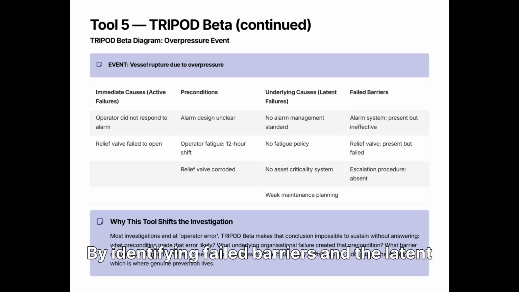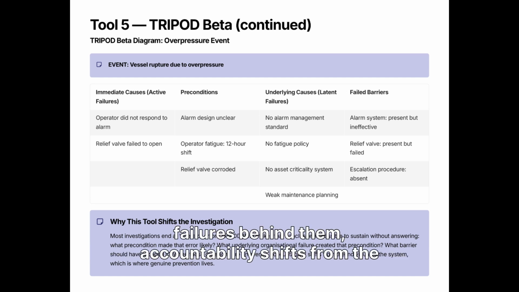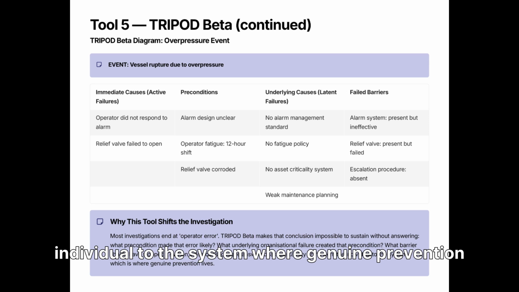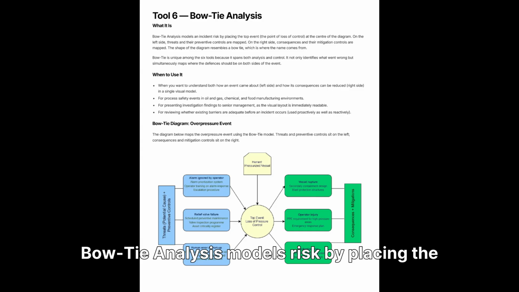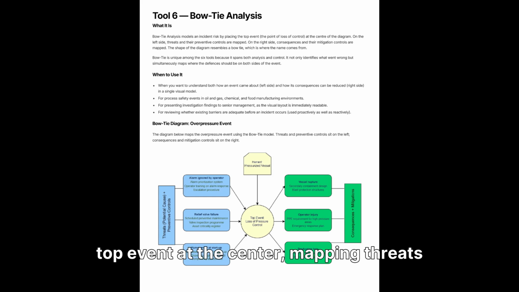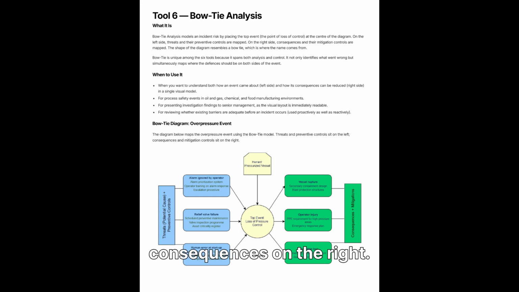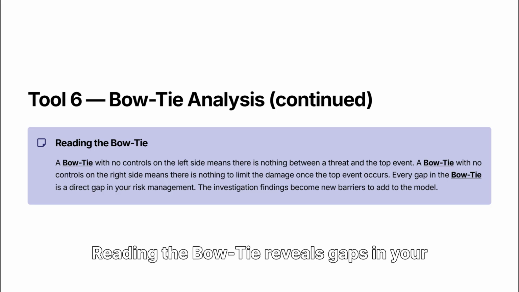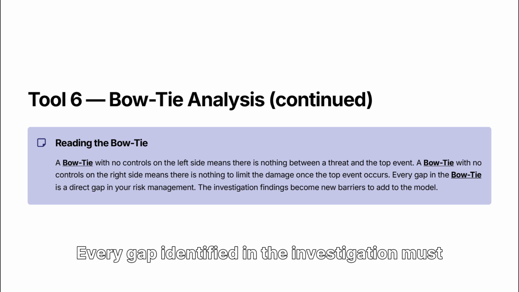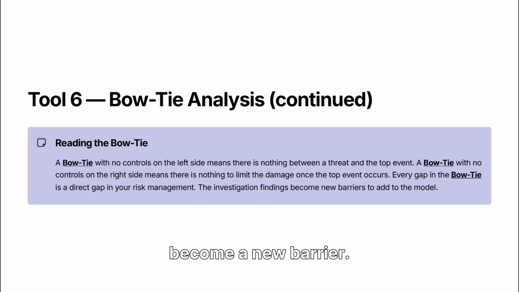By identifying failed barriers and the latent failures behind them, accountability shifts from the individual to the system where genuine prevention lives. Bow tie analysis models risk by placing the top event at the center, mapping threats and preventive controls on the left and consequences on the right. Reading the bow tie reveals gaps in your risk management. Every gap identified in the investigation must become a new barrier.